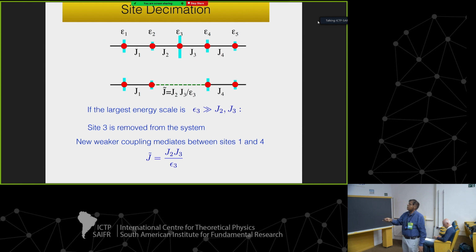This weak coupling is this object called J twiddle, and it has the recursion relation J2 J3 divided by epsilon 3, with the large energy scale epsilon 3 coming in the denominator, and that's actually good for us, right? So in the same way that you have decimated or removed a site by using this RG, the other option would be what would happen if the largest energy scale was a J, the coupling between two nearest neighbor junctions.